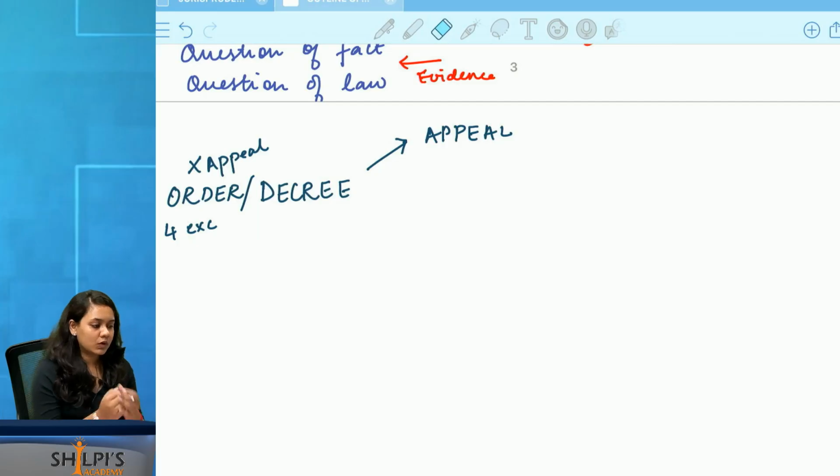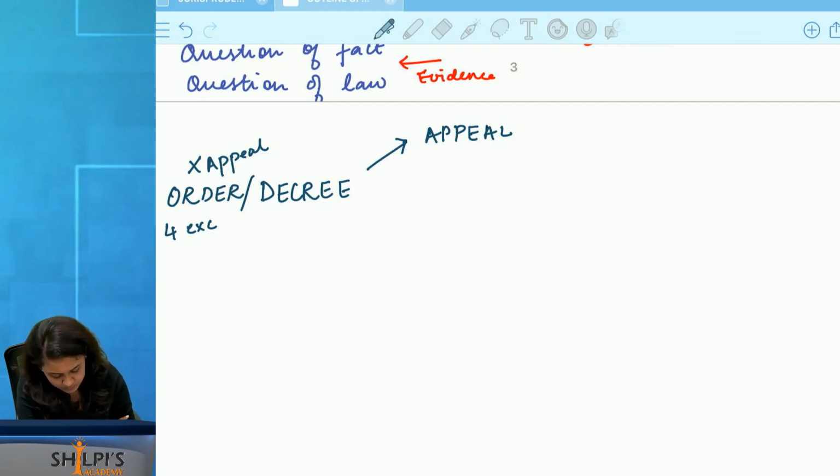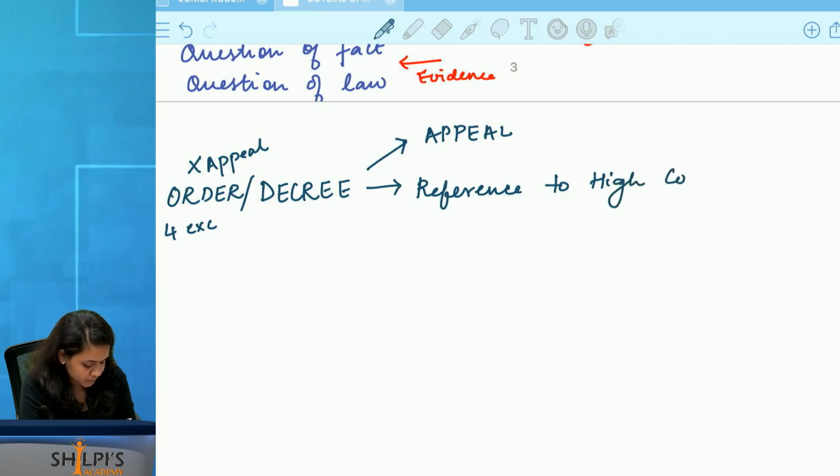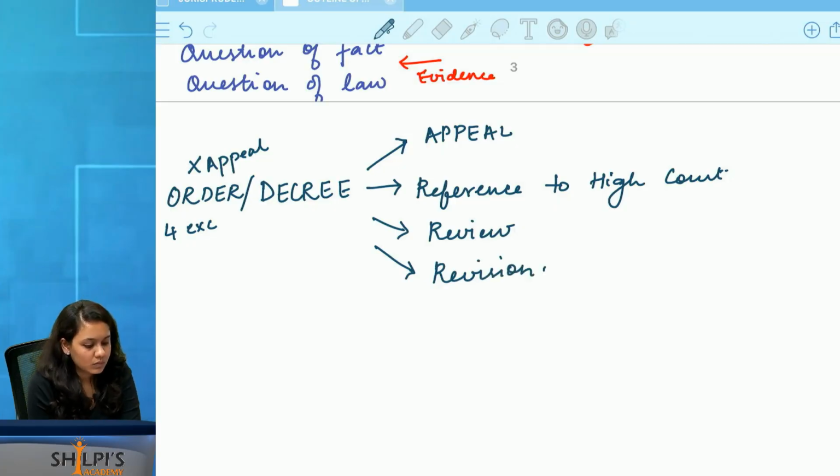Okay. Now, appeals is not the only remedy that you have. There are three other different types of remedies apart from an appeal which a person has. And they are known as reference to High Court, review, and revision. Okay, so we have appeal and the 3 R's. If they ask what remedy is available to the plaintiff or the defendant post the decree, it's not just appeal which is the remedy, but reference, review, revision.